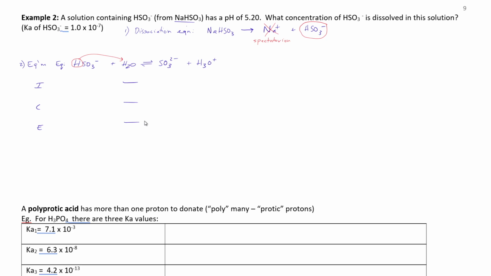And my initial concentration of HSO3⁻, I don't have that. That's what I'm trying to find out, so I'm just going to put it in as Y. That's my initial concentration. I don't know what it is. And I have no initial values of sulfite or H3O+. So I know the equilibrium will shift right.